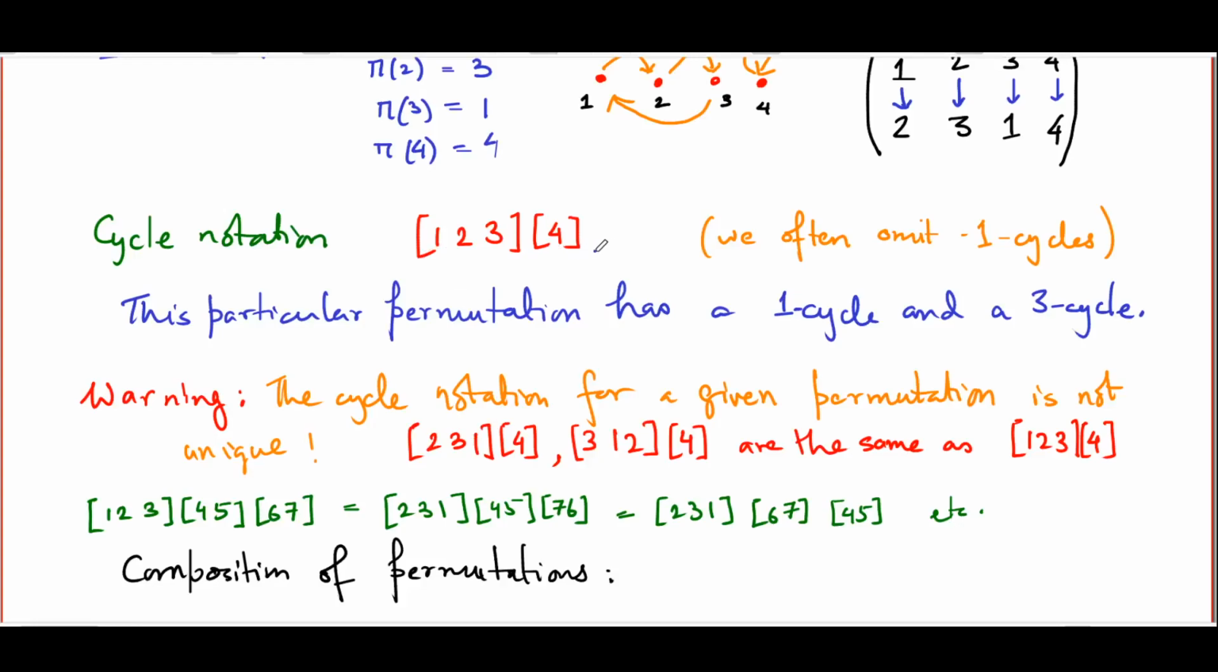So, our permutation, which is 1, 2, 3 and a 4 on its own, could also have been written down as 2, 3, 1 and a 4 on its own, or 3, 1, 2 and a 4 on its own. They are exactly the same as 1, 2, 3, 4.